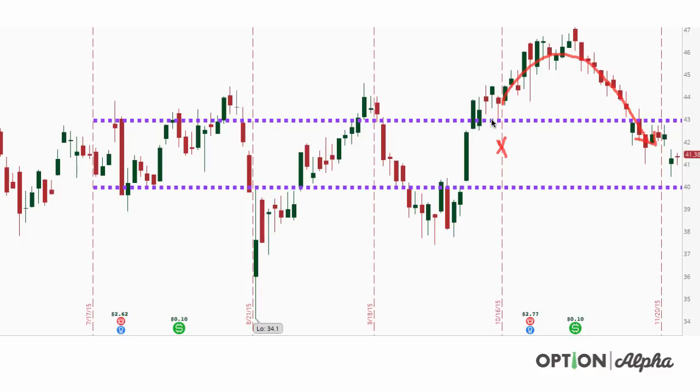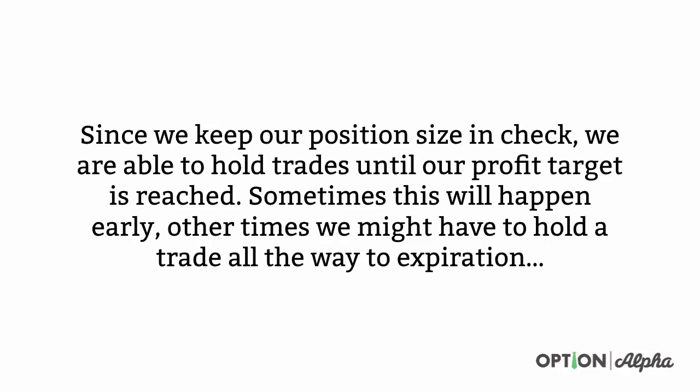Now, this isn't saying that we would obviously sell a strangle like this if the market was higher. We would obviously adjust the strike prices, but I'm just trying to prove the concept that sometimes it takes a little bit longer for trades to come in. Sometimes it happens early, sometimes it happens later in the expiration cycle.